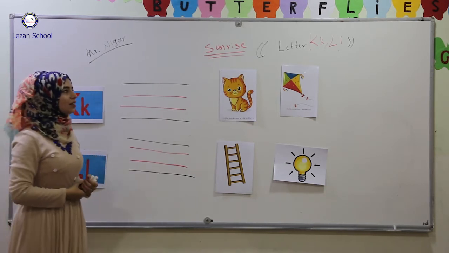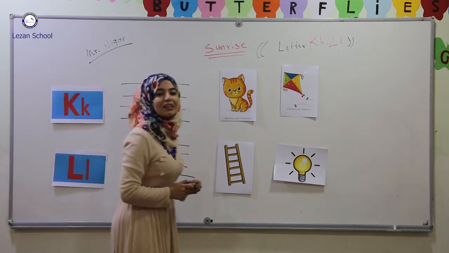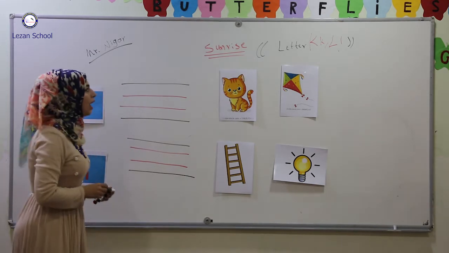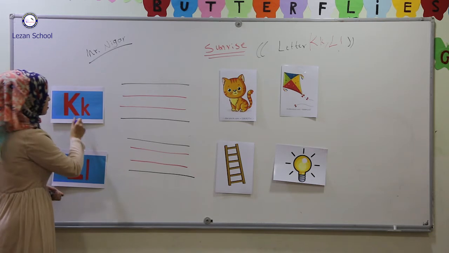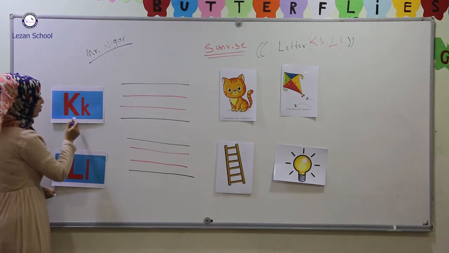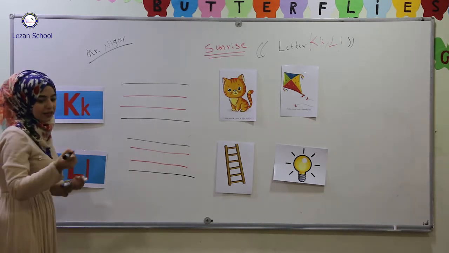Today in Sunrise lesson, I'm going to talk about letter K and L. Letter K and L. First of all, we are going to talk about K, and let us know how to write K.